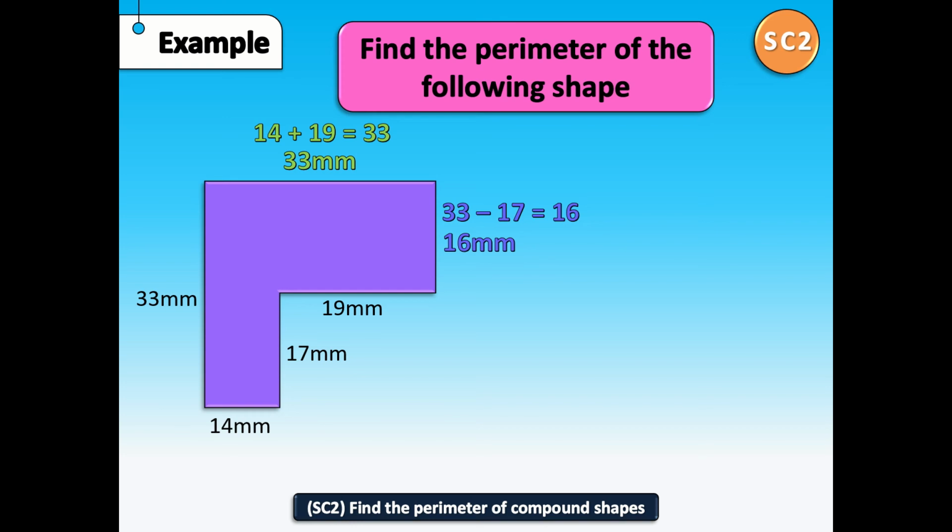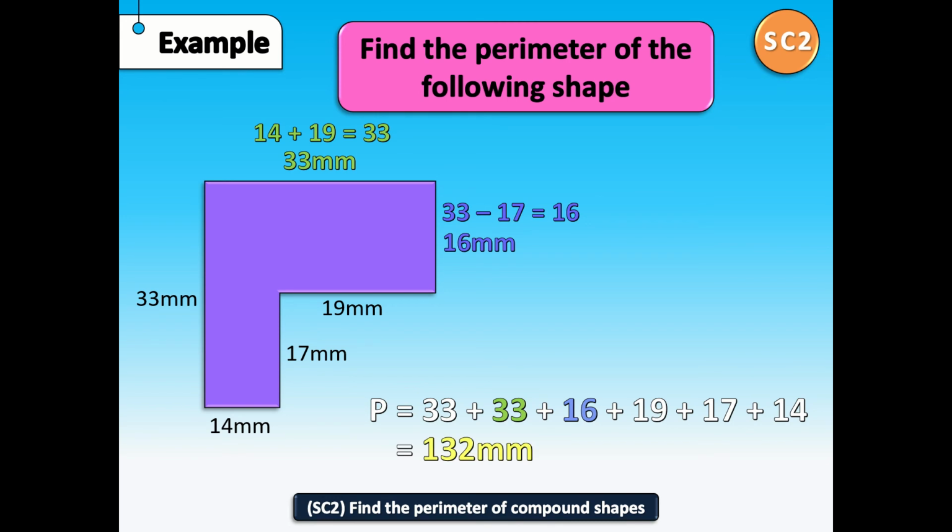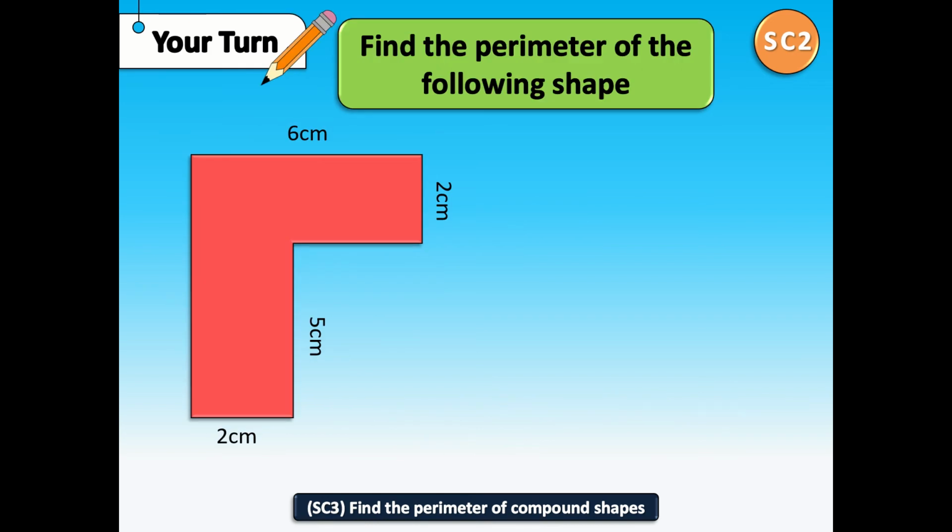Now I can find the perimeter by adding up all the sides. So the perimeter is 132 millimeters. Here's a question for you to have a go at. Pause the video, and when you're ready to see what you should have done, press play.